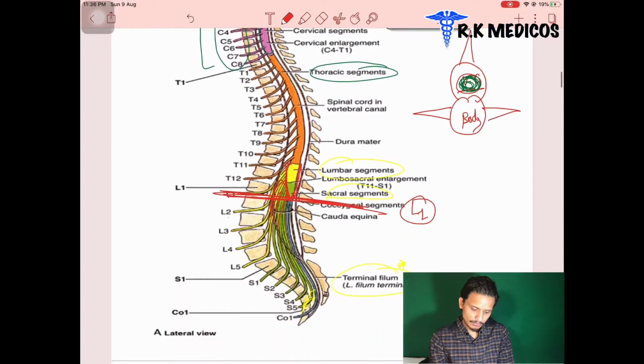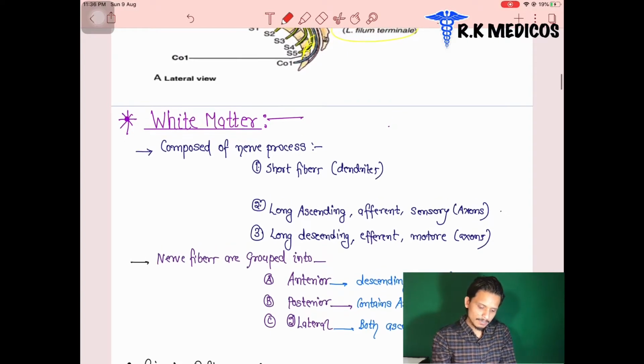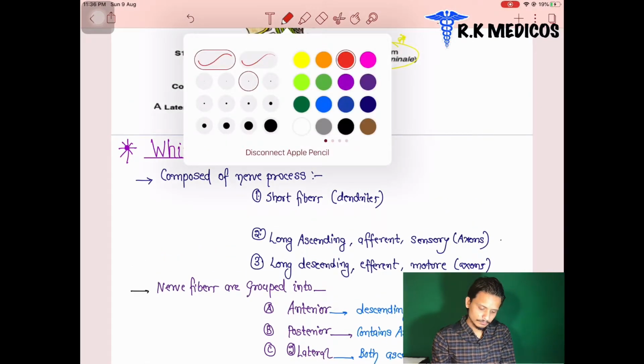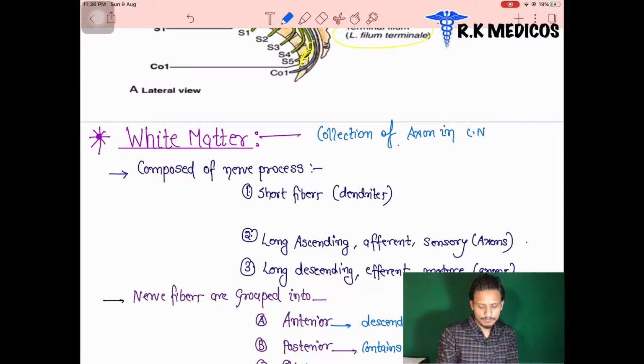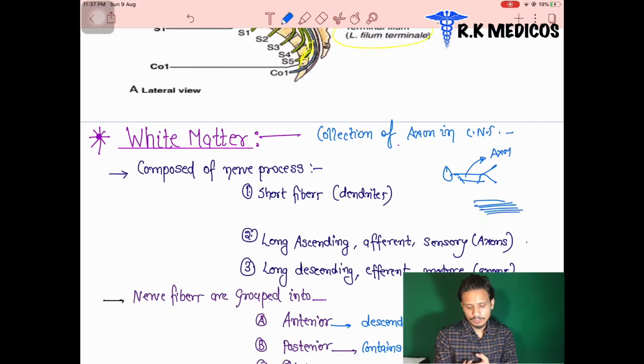Now we are moving towards the white matter. What is white matter? White matter is the collection of axons in the central nervous system. These are basically the axon part of our neuron. This part represents the axon, and they are collected together like this, and this is called the white matter here.